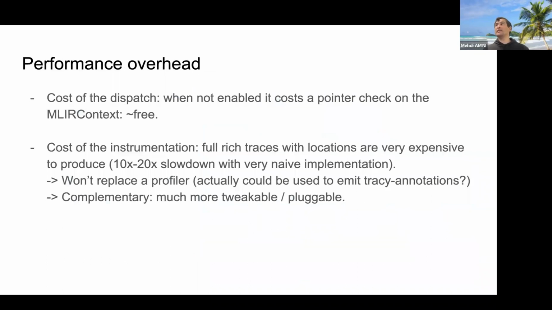I really think this is something that is designed to be enabled in production builds, because for the feature itself, we don't need a compile time flag. The cost of the dispatch when you don't enable the tracing is a pointer check on the MLIR context. So to dispatch a pattern, you just have to check if I have a handler. That seems reasonable to me, but we can discuss that.